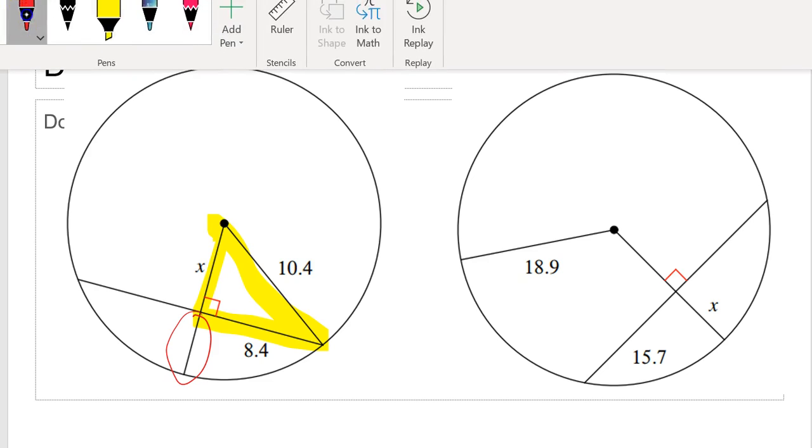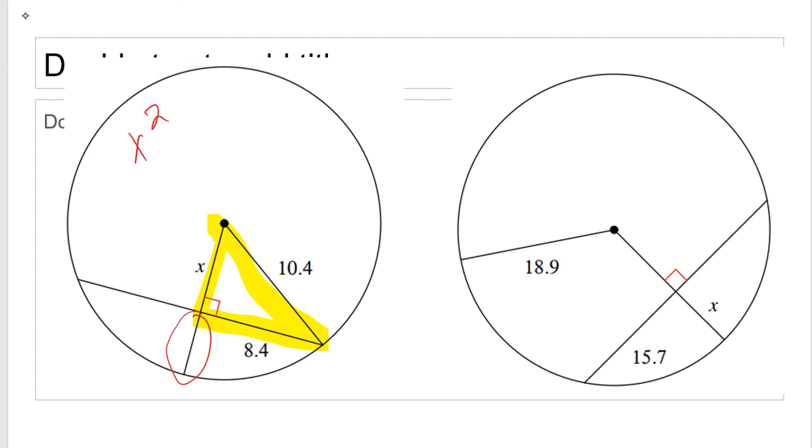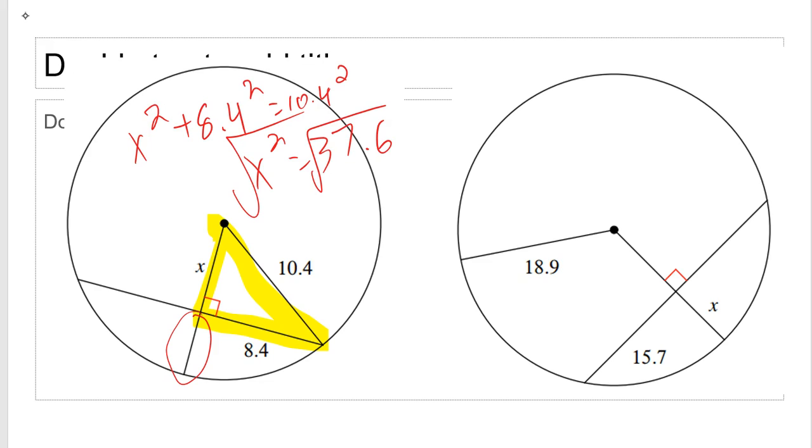That is a right triangle. So that means we can use Pythagorean theorem. So if I'm going to do this, I'm going to take 10.4 squared minus 8.4 squared. If you don't know, I got 37.6. I took 10.4 squared in my calculator, and I subtracted 8.4 squared from that answer. It's exactly what you should be doing. And then I square root this, and I'm going to round this. I'm going to get x equals 6 point, I'll say 1 decimal.